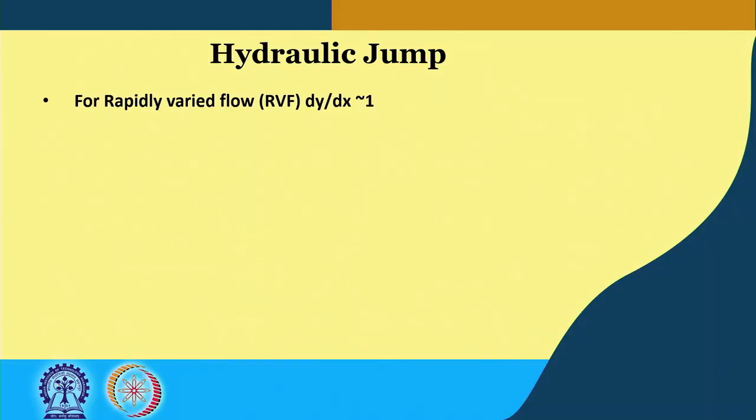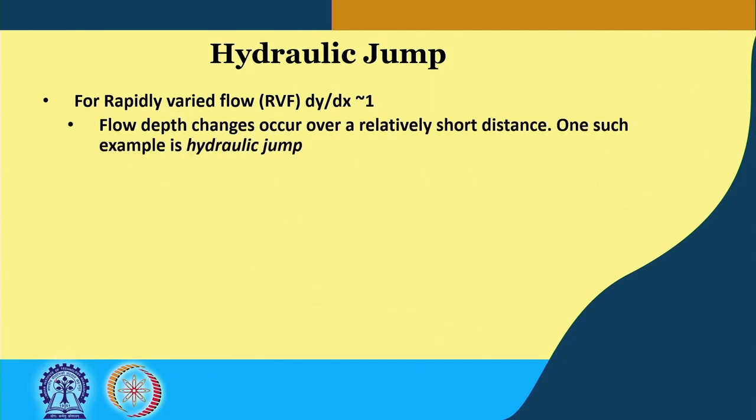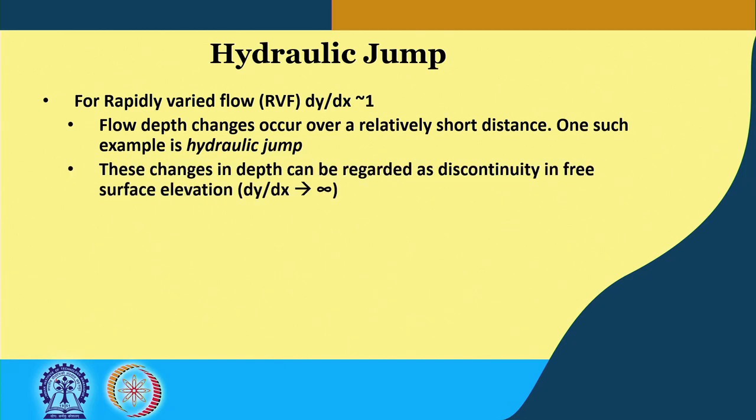Hydraulic jump is a type of rapidly varied flow, and for rapidly varied flow the definition is dy by dx is approximately equal to 1. This means that the rate of change of depth with the streamwise direction is not very small. So, the flow depth changes occur over a relatively short distance. One such example, as I said before, is hydraulic jump.